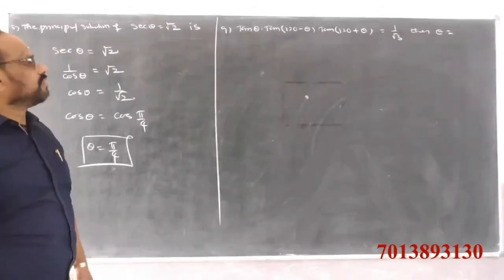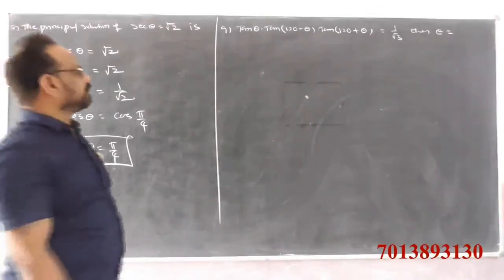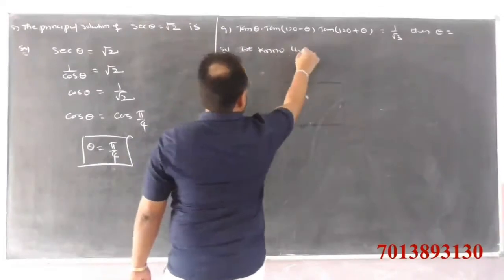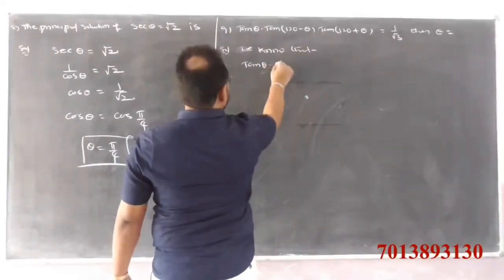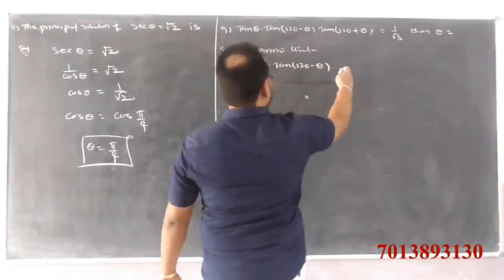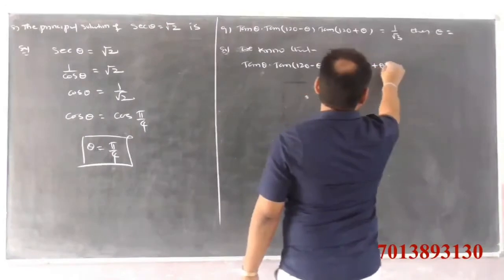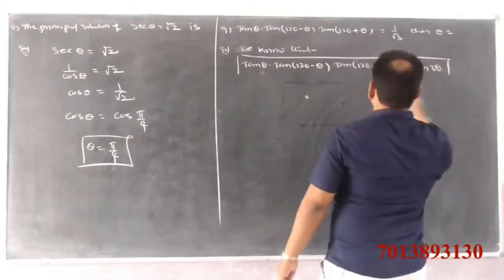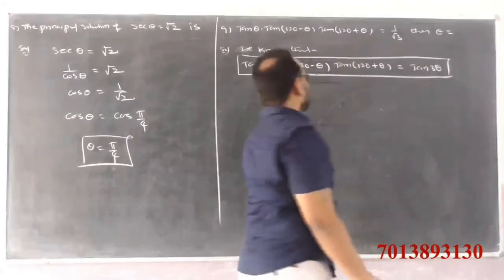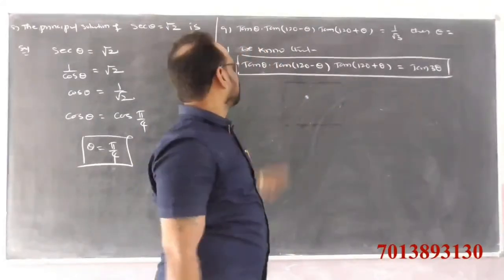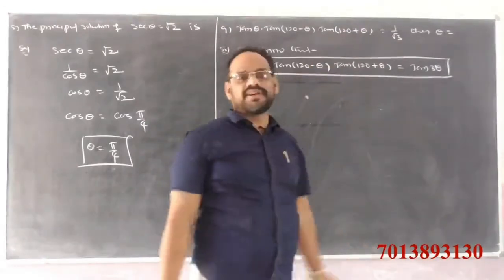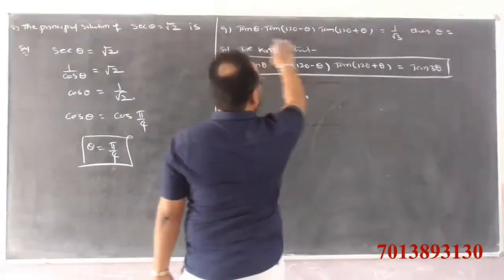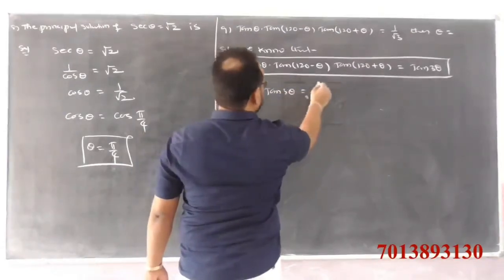Next, what is the value of theta we want? We know that tan theta into tan 120 minus theta into tan 120 plus theta is equal to tan 3 theta. We already learned this previously. So they give tan 3 theta, and tan 3 theta is equal to 1 by square root of 3.